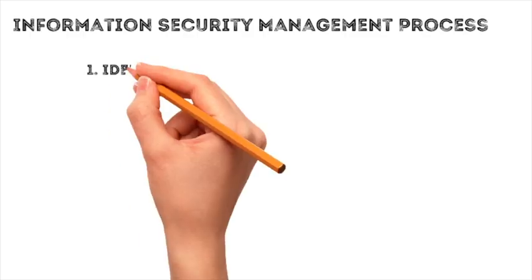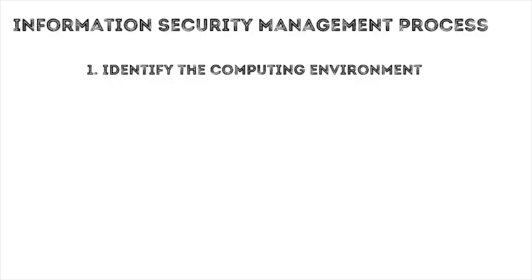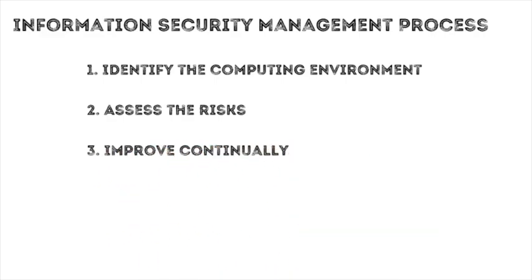Information security management process isn't a one-time setup. It's a continuous process. It involves 3 key steps. Identify the computing environment. Understand what systems and data are critical. Assess the risks. Analyze threats like phishing, ATM skimming, or insider misuse. Improve continually. Update systems, policies, and training to keep up with new threats. In banking, this means regular audits, software updates, and employee training to reduce risk.